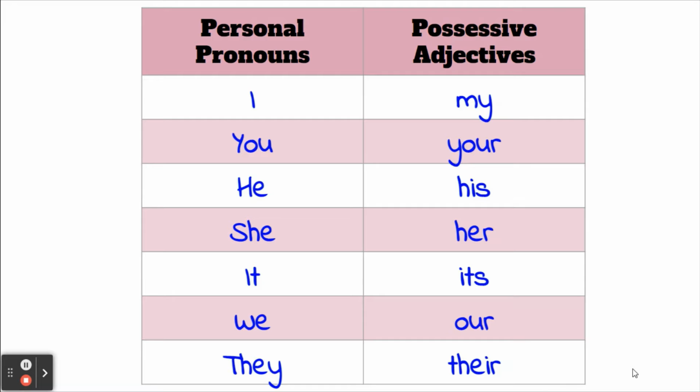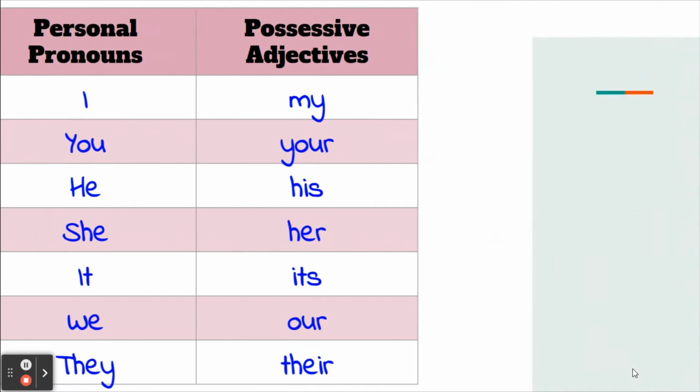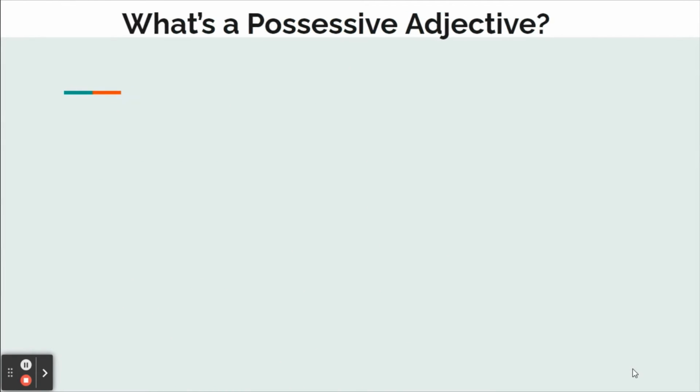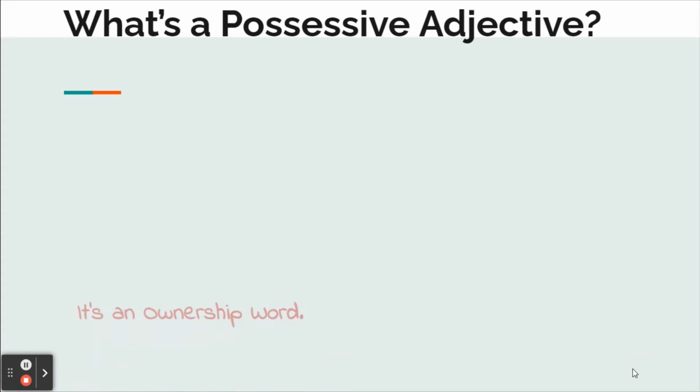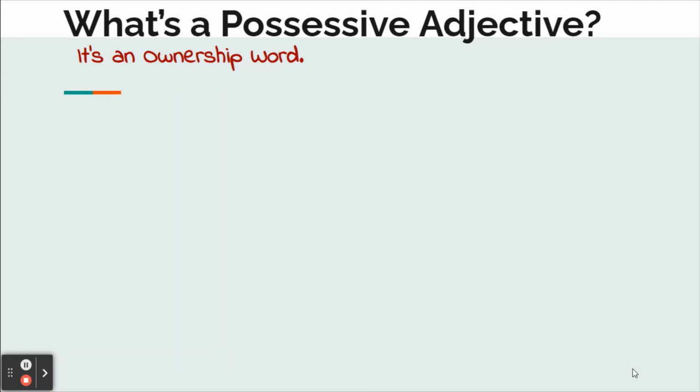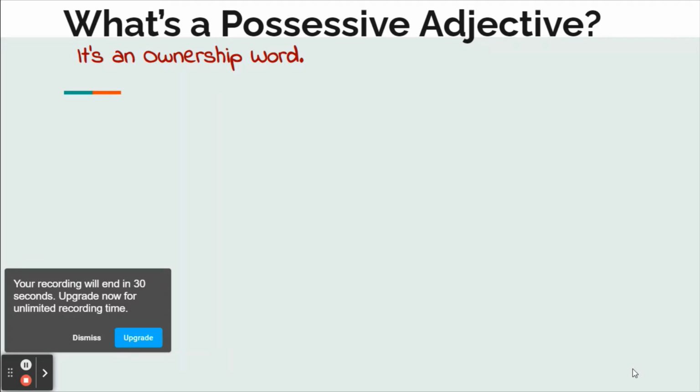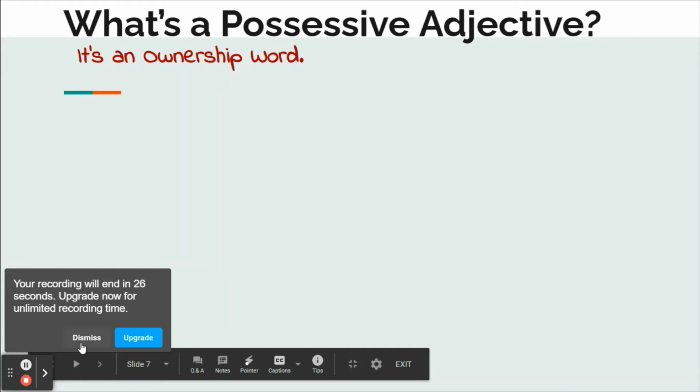Okay, friends. So let's go ahead and look at this. So what's a possessive adjective? It's an ownership word. Yes, when I say my book, I am the owner of that book. I possess the book. It's mine, right? It's not my neighbor. It's not my friend. It's my book. So it's an ownership word.